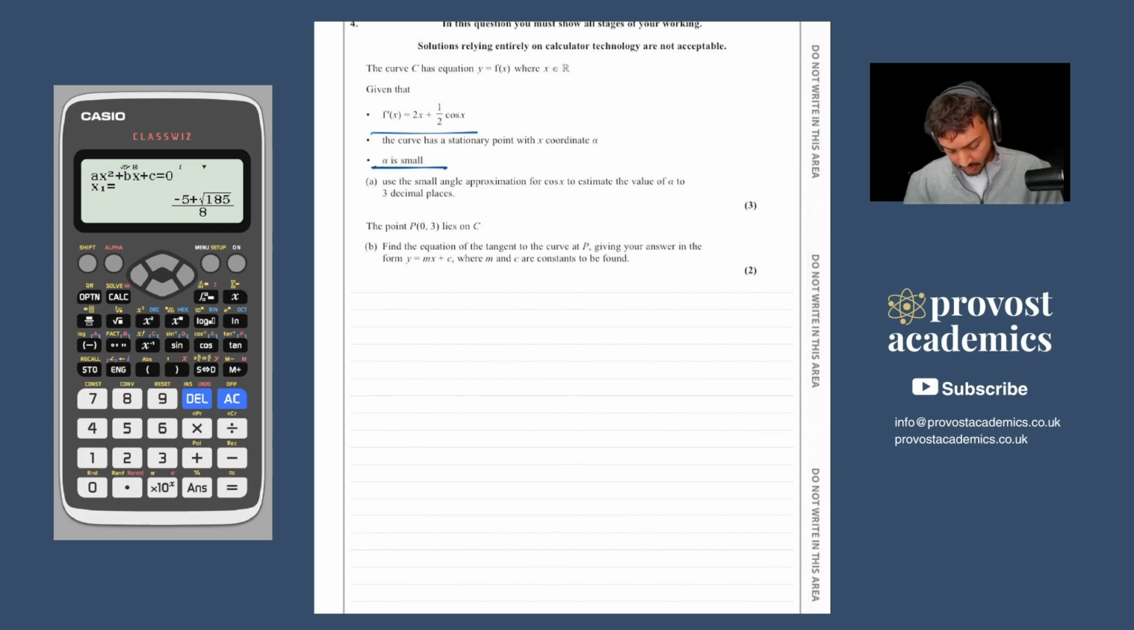Alpha is small, so small angle approximations. There you go. For cos, to estimate the value of alpha. All right, so let's get started.